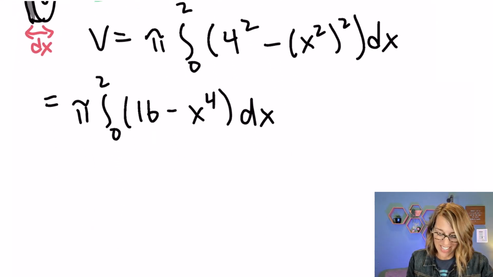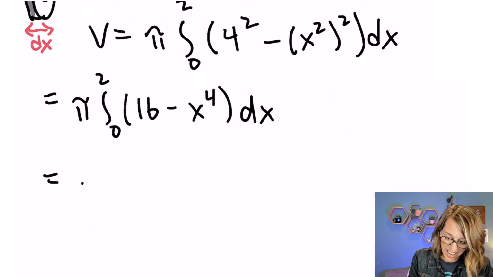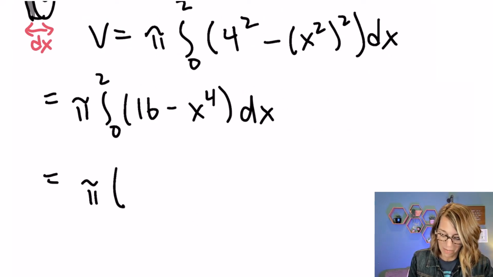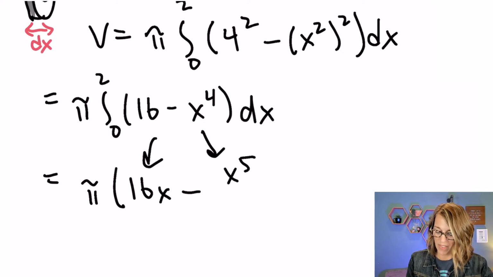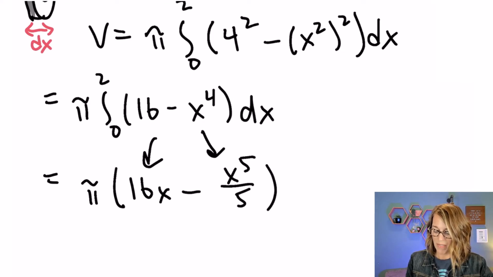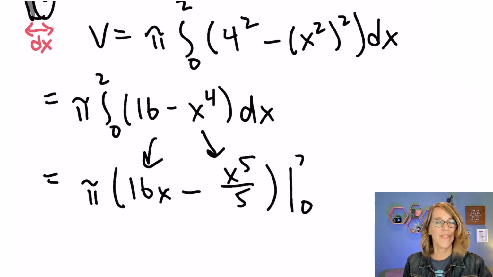So integrating these, the pi still stays on the outside. 16 becomes 16x, and x to the 4th, using my power rule, becomes x to the 5th divided by 5, with a minus. I'm evaluating this antiderivative from 0 to 2. Let's go ahead and plug those values in.